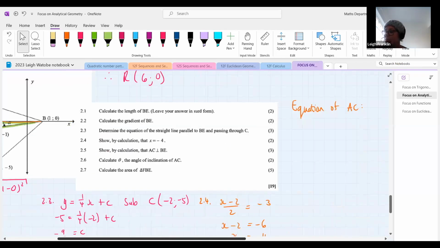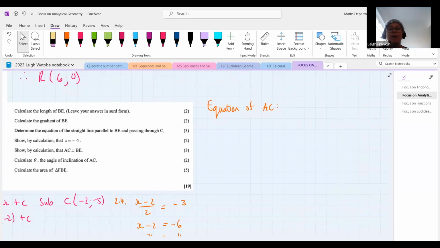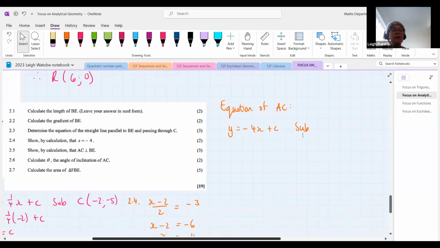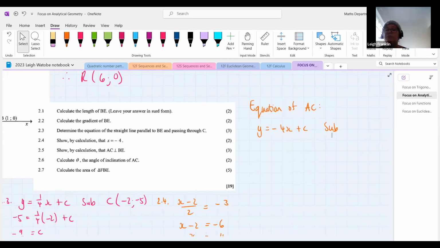So I could say y equals -4x plus c, and then I can sub in a point. So if I sub in point C, C has the coordinates -2 and -5.